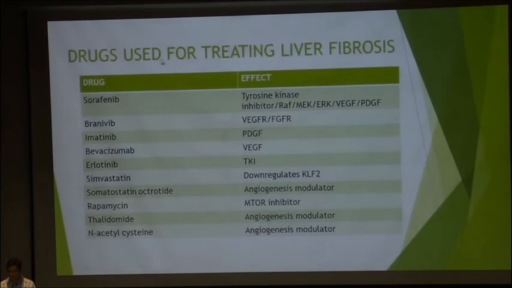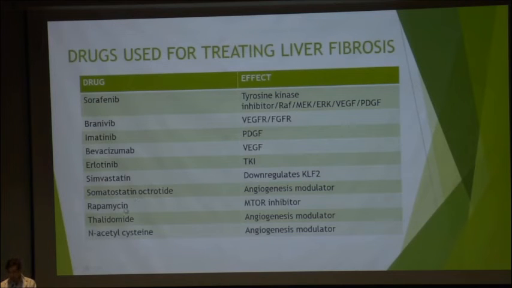So some of the drugs that have been used for treating liver fibrosis, most of which are in the murine or mouse model, commonly include sorafenib and brivanib, as I had shown. Imatinib has been seen in certain patients. You also have a statin, simvastatin, which downregulates the KLF2 pathway and has been shown to have some efficacy, probably in HPS and in pulmonary angiogenesis.